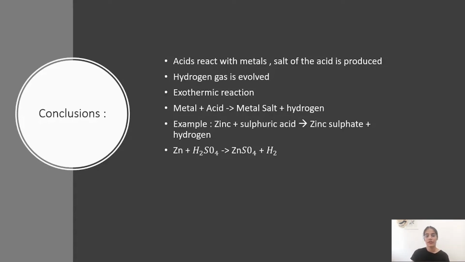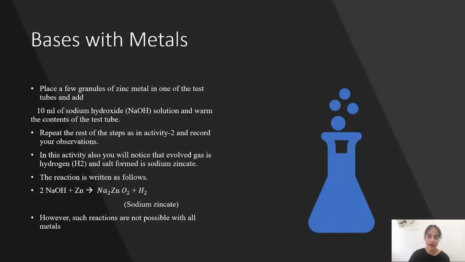Let us go to the next, where how bases are reacting with metals. Normally we do not study how bases react with metals because all bases react in different manners with different metals. There is no generic equation where we can say base plus metal equal to some kind of base salt plus hydrogen. That does not happen.